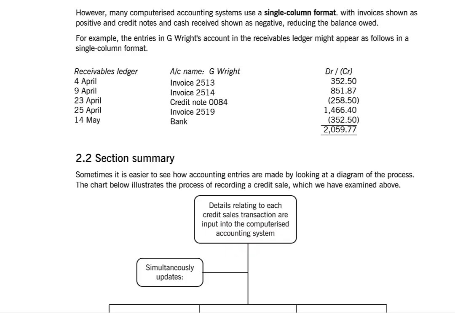The example shown is for G-Write, and you can see the same events. Invoice 2513, Invoice 2514, Credit Note 0084 shown as a negative figure. Invoice 2519, Bank Payment shown as a negative figure. Ending with the same balance outstanding, 2,069.77. Different display, same accounting meaning. The system is still doing debit and credit logic behind the scenes. It is just presenting it in a simpler list for users.